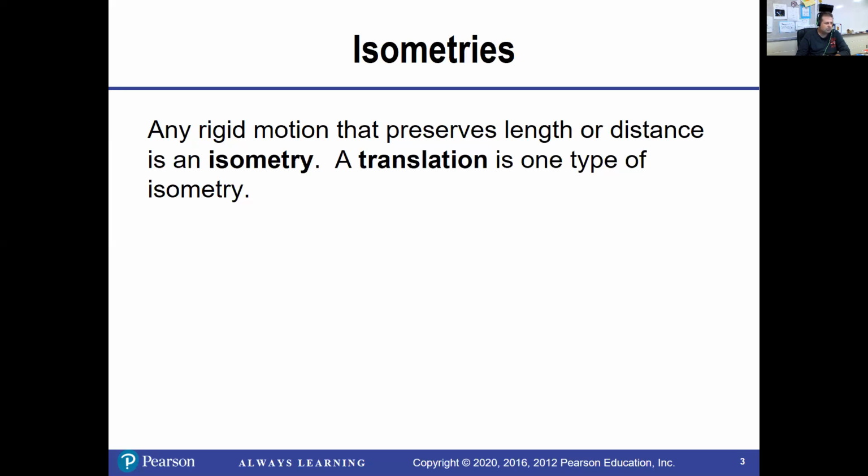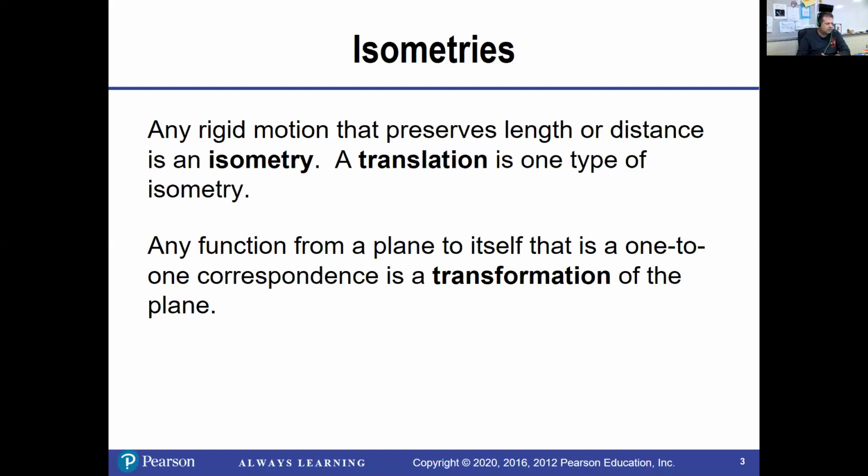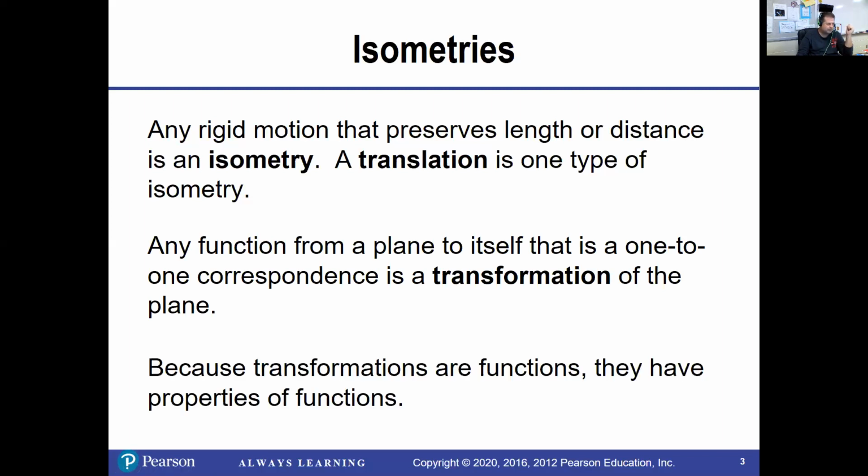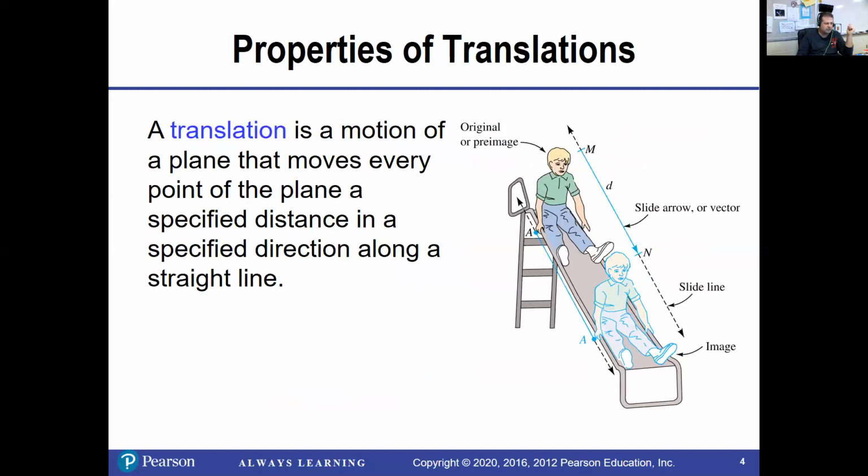There's a few other transformations. There's another transformation that does not keep size. We do that in another section of this chapter. All right, so any function from a plane to itself that has a one-to-one correspondence is a transformation of that plane. So all the transformations we talked about will have a one-to-one correspondence. You'll see that as we label things, that for every point it has its own exact same one point. Because transformations are functions, they have properties of functions.